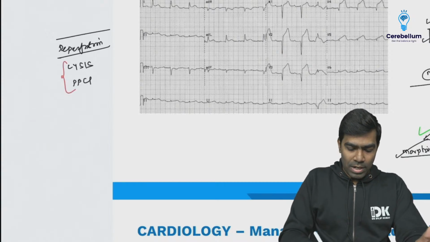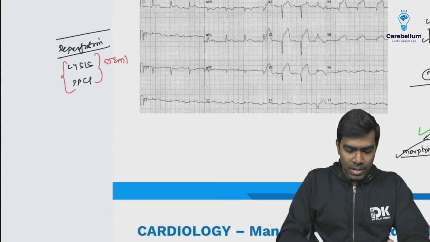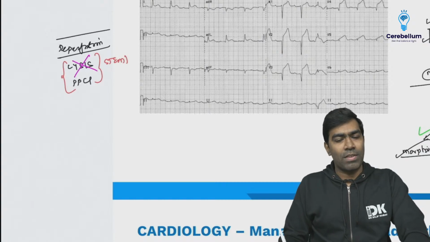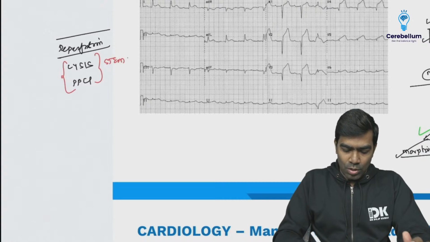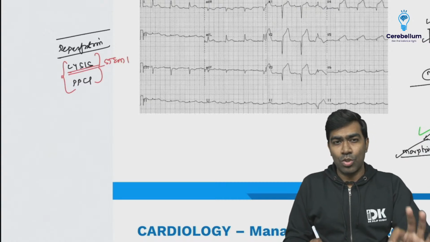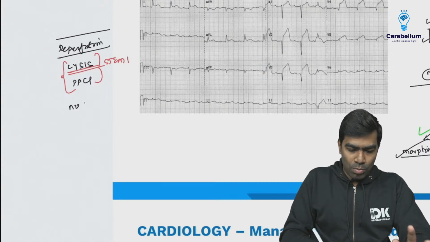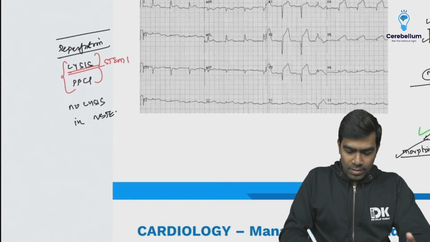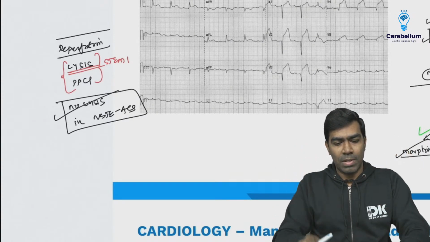Okay. But one thing that you need to know is thrombolysis should not be used in a patient with NSTEMI. If the patient is having an NSTEMI unstable angina complex, you should not use thrombolysis as a reperfusion strategy. You should use only PCI or CABG. So, no thrombolysis in NSTEMI unstable angina. So, write it down. No thrombolysis in NSTEMI unstable angina.